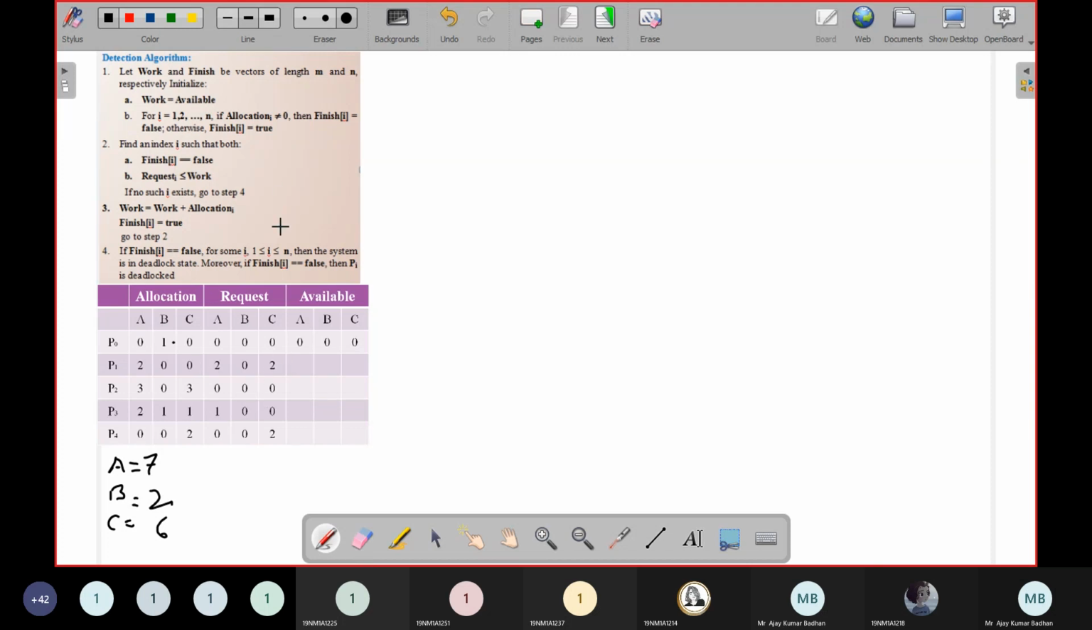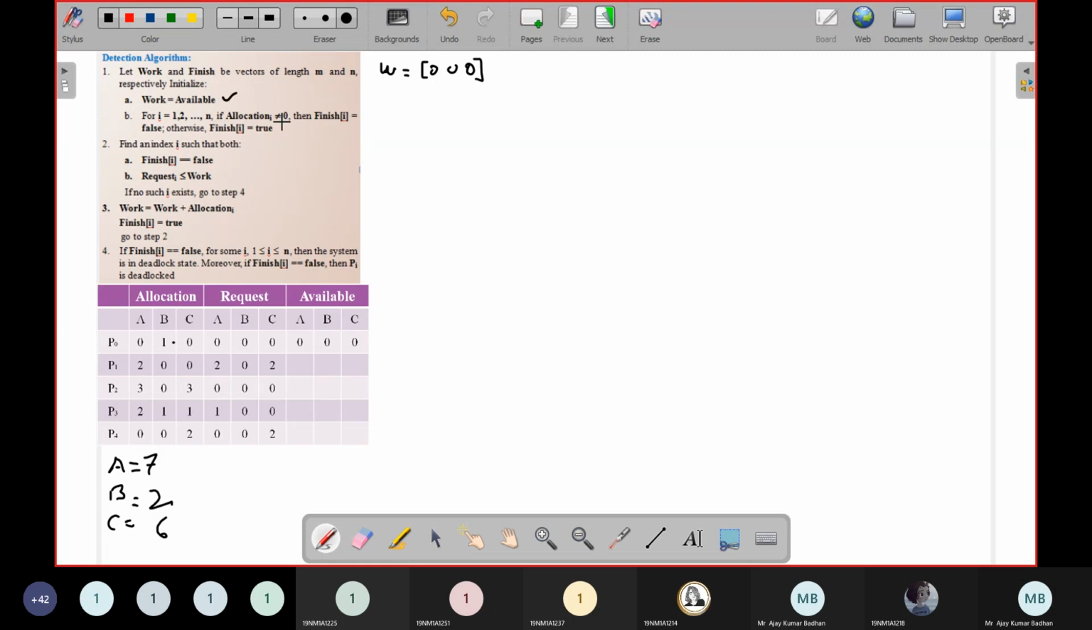Same like your safety algorithm. First thing is work. Work equal to available. What is available here? 0, 0, 0. Since this is a vector, I'm going to run this algorithm the same way as the previous one. So work equal to available.